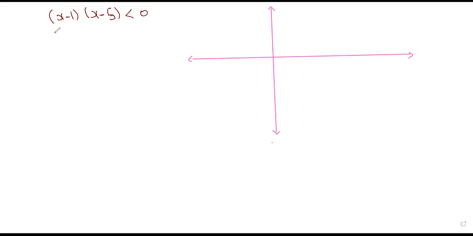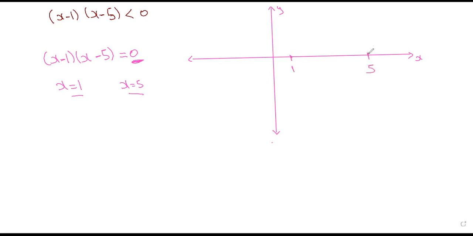Okay. So think about it. (x minus 1)(x minus 5) equals 0. What would be your answers? Your answers would be x equals 1 and x equals 5, right? This means that when the value of y, or the value of the function, is 0, your x is 1 or your x is 5. So if this is 1 and this is 5, these would be the 2 points.